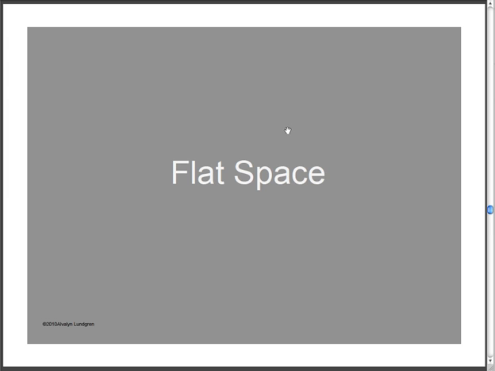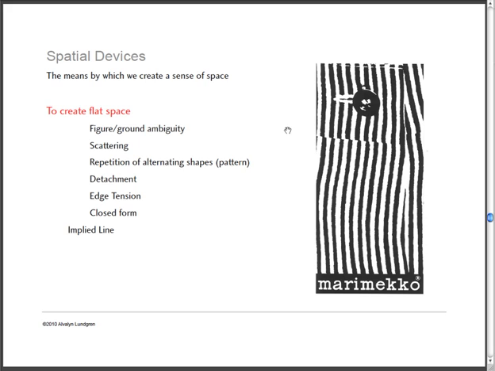So let's move on to the idea of flat or decorative space. And remember that flat space emphasizes the two-dimensionality of something. So to create flat space, our devices, our methods, will include figure ground ambiguity, scattering, repetition, detachment, edge tension, closed form as opposed to open form, and implied line, which we talked about in discussion 1.